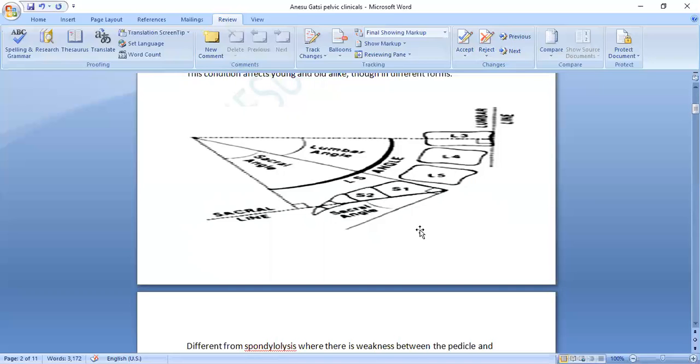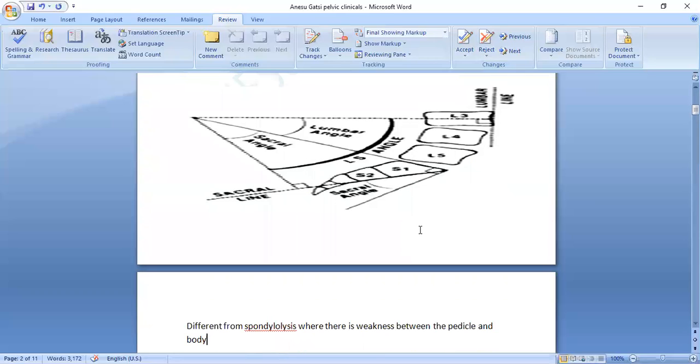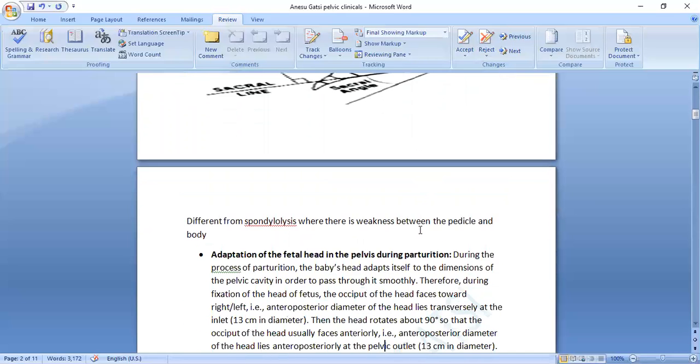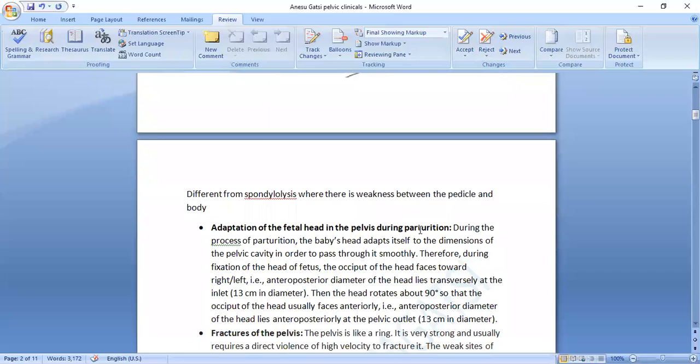So you take note of the difference now that is between spondylosis and spondylolisthesis, and spondylolisthesis can actually end up causing spondylosis. So we then talk about the fetus now in the pelvis during parturition. So mainly the baby's head adapts itself to the different dimensions of the pelvic cavity for it to pass smoothly during a normal vaginal delivery.